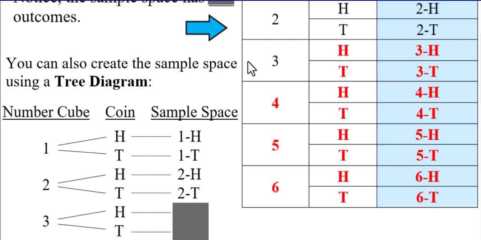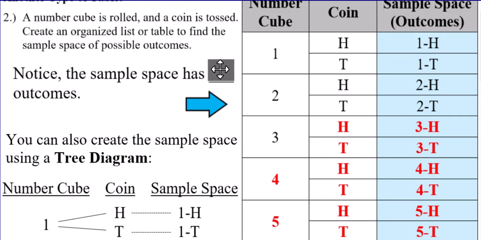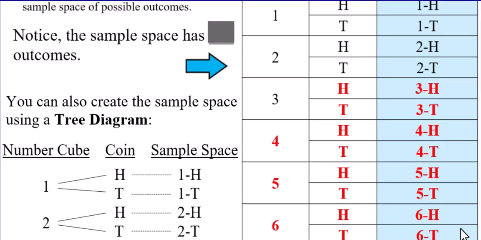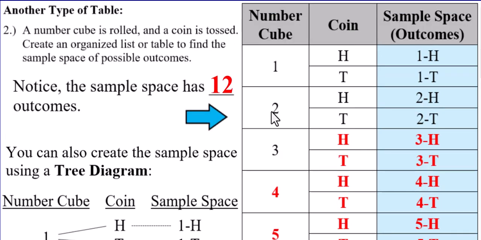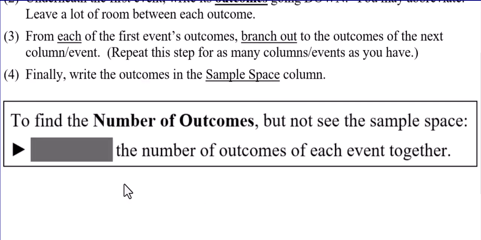Now, I never filled in the blank. Notice this sample space has, well, it wasn't 6 plus 2 like you might have thought it was going to be. Oh, but is it 6 times 2? 1, 2, 3, 4, 5, 6, 7, 8, 9, 10, 11, 12. Oh, that is 6 times 2. We have discovered a shortcut for getting the total number of outcomes for the compound event. And by the way, I'm going to actually talk about that on the next page.